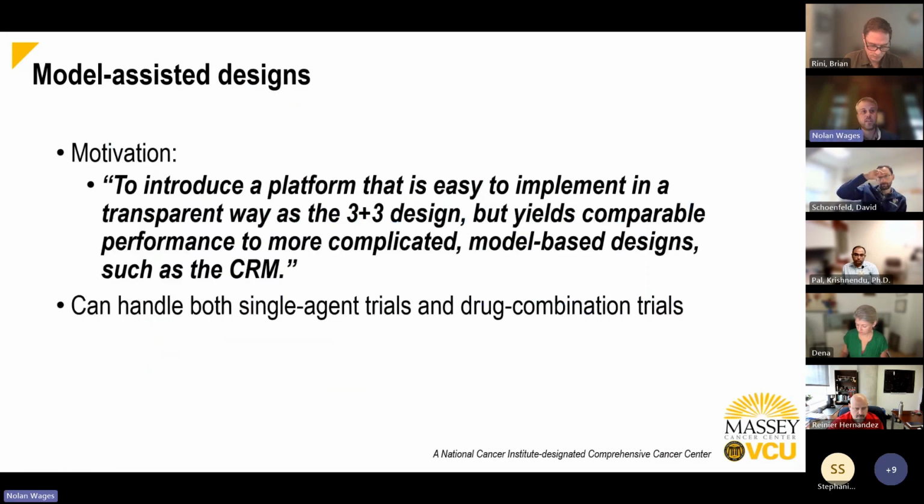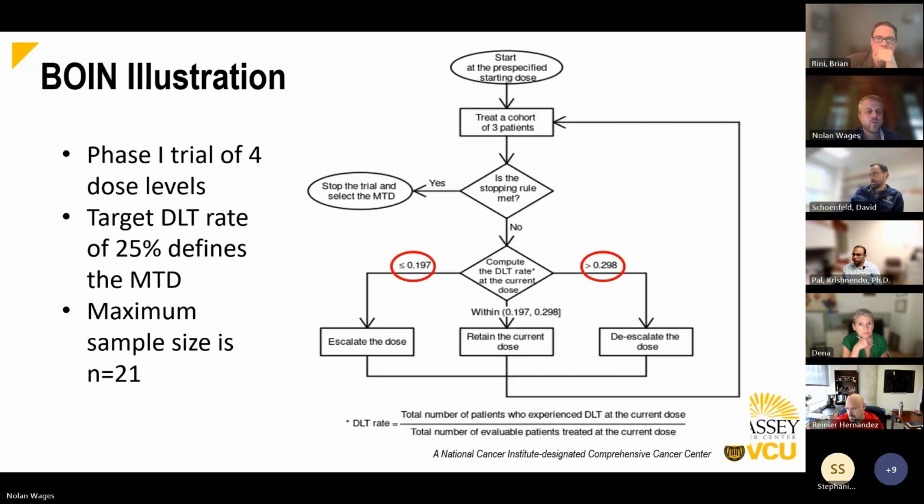So let's talk about model-assisted designs. The motivation for these was to introduce a platform that's easy to implement in a transparent way like the 3+3, but yield comparable performance to more complicated model-based designs such as the CRM. And this type of design can handle both single agent trials and drug combination trials, which we'll talk about in just a minute.